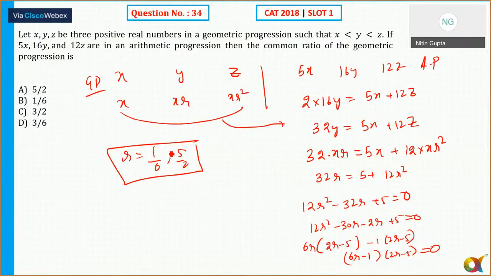But as x is greater than y is greater than z, r should be equal to 5 by 2, not 1 by 6. X into 5 by 2 will be more than x, yes or no? Because I'm multiplying it by 2.5, while x into 1 by 6 will be less than x. So r is equal to 5 by 2. So the answer will be option A. Now tell me, guys, any doubts to anyone?